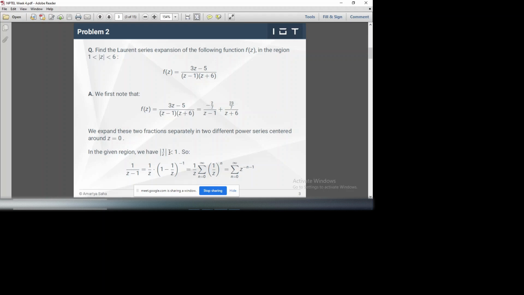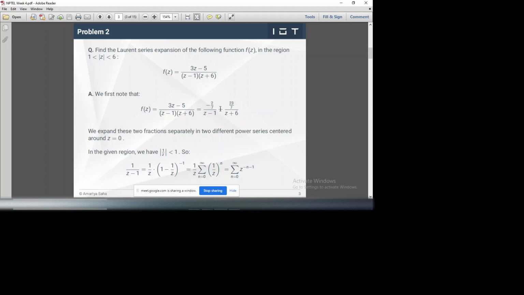So the power series, what do we know? The power series converges when the sum goes to 0 as n tends to infinity. So that is one of the criteria for convergence. So here we have to compare these things. So 1 by mod z less than 1.